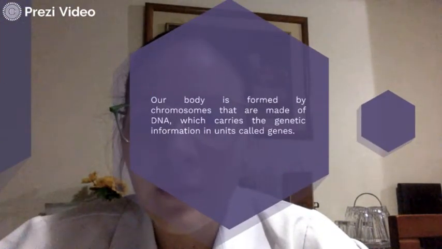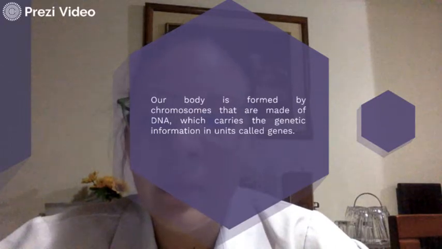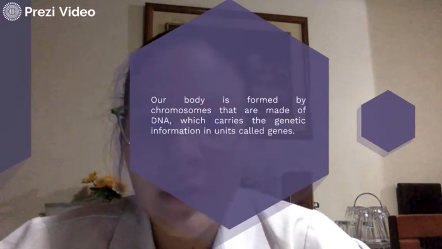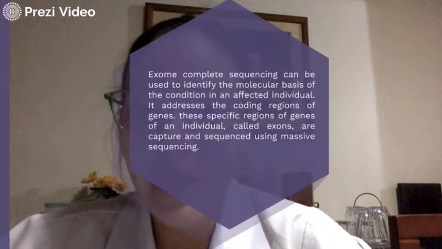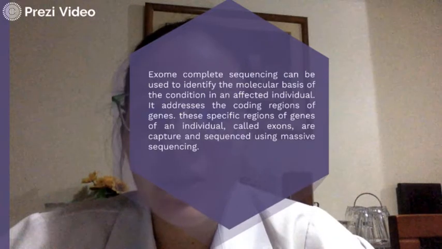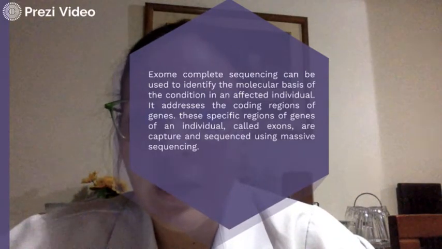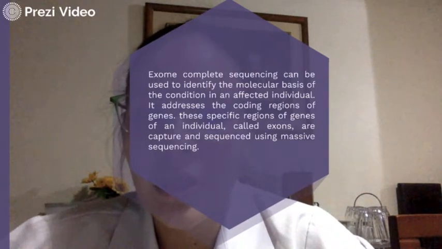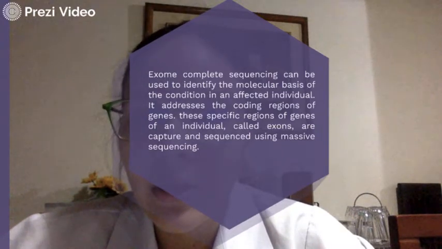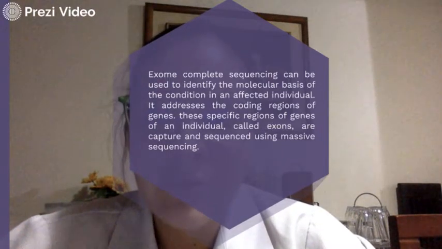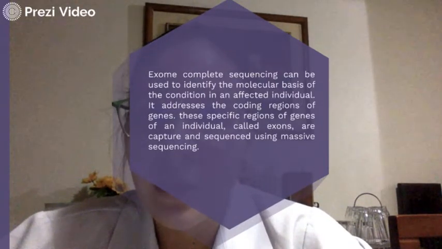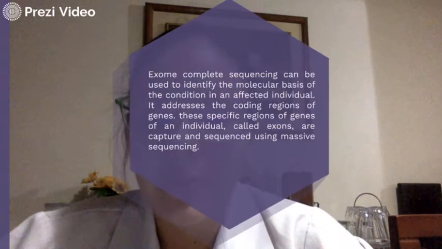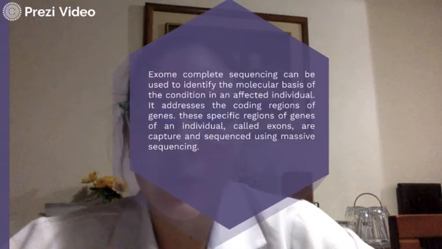Our body is formed by chromosomes that are made of DNA, which carries the genetic information in units called genes. Complete exome sequences can be used to identify the molecular basis of the condition in an affected individual. It addresses the coding regions of genes. These specific regions of genes of an individual, called exons, are captured and sequenced using massive sequencing.